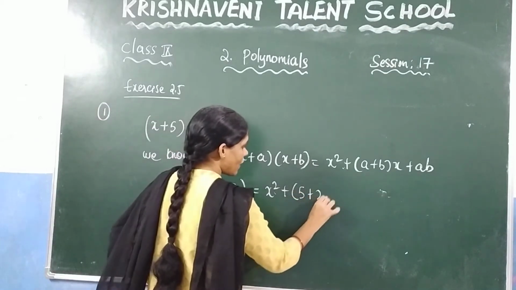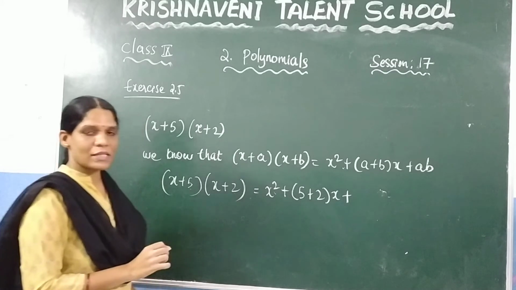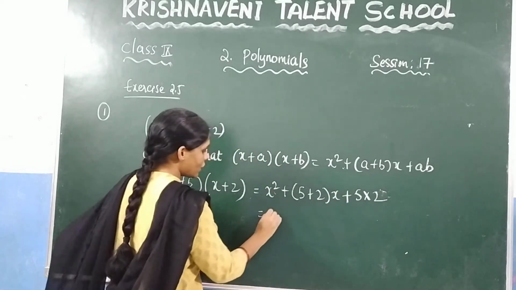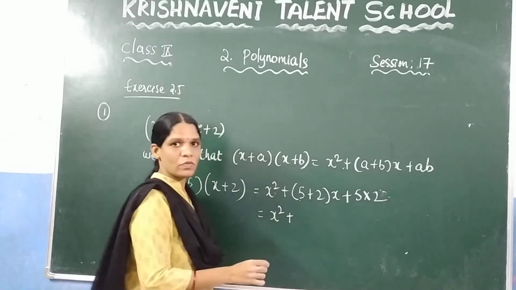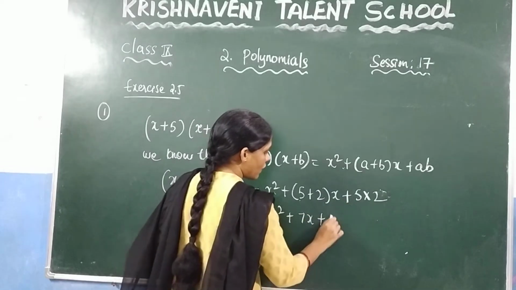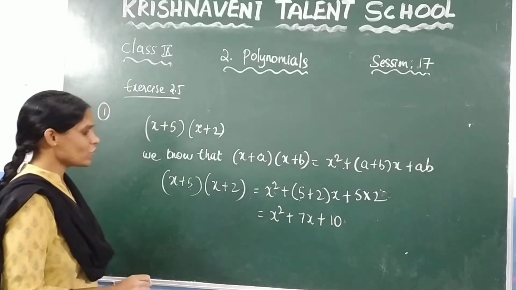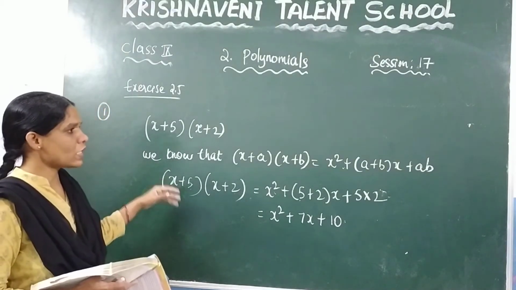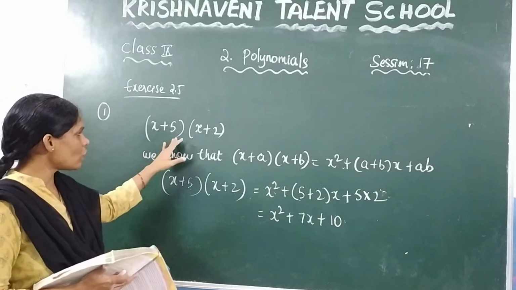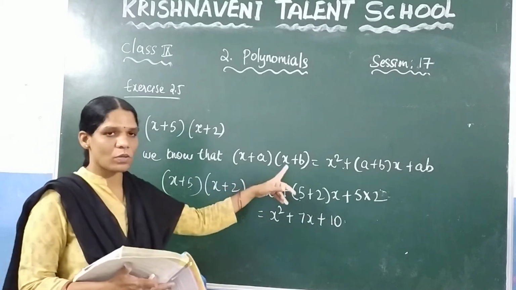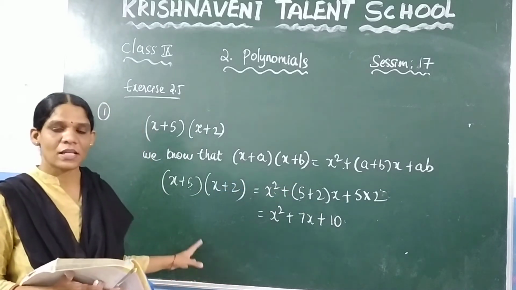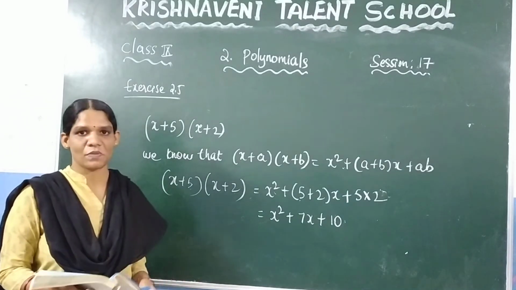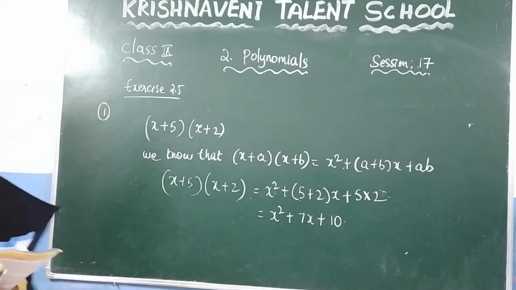Write it here, 5 plus 2 into x plus ab, which is nothing but a into b, which is 5 into 2. So write it here, 5 into 2. So what you get here is x square plus 5 plus 2, which gives us 7x, plus 5 into 2, which is 10. Like this you need to solve. There is no need to do the actual multiplication. Just observe what the identity is. Here it is in the form of x plus a into x plus b, and you know the formula is x square plus a plus b into x plus ab. If you substitute in that you will get the answer, which is x square plus 7x plus 10. Now see the second question.